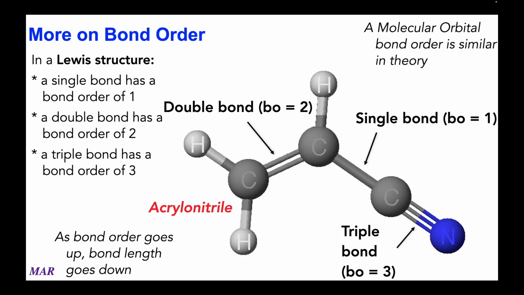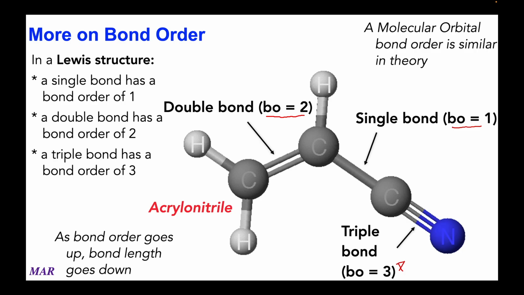Now, in the Lewis structure, there's an equivalent idea for bond order. I have up here a molecule, acrylonitrile. I like this molecule as an example because you can probably see there are single bonds, double bonds, and triple bonds. In a Lewis structure, a single bond is bond order 1. So if we calculate a bond order of 1 in molecular orbital theory, that corresponds to a single bond in Lewis structures. Likewise, in a Lewis structure, a double bond would be bond order 2, and a triple bond would be bond order 3.